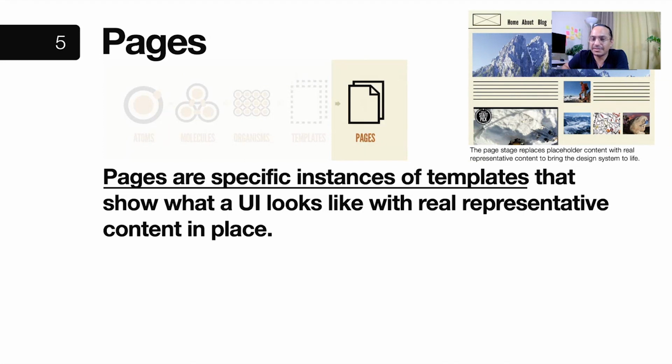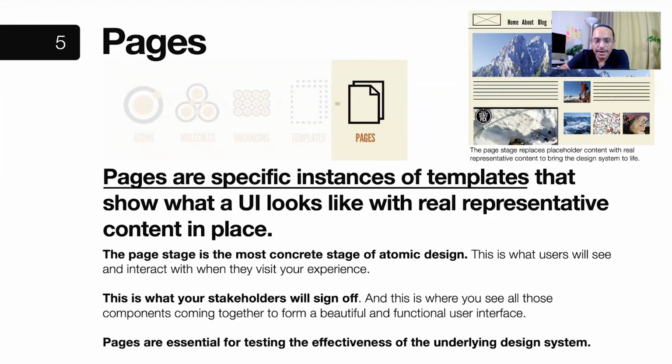So a template is just the structure, but pages are with the actual content, with the actual information. Correct? The page stage is the most concrete stage of atomic design. This is what users will see and interact with when they visit your experience. This is what your stakeholders will sign off on, and this is where you see all these components coming together to form a beautiful and functional user interface. Pages are essential for testing the effectiveness of the underlying design system. So once you have the design system and once you have these pages, only then will you be able to do the testing, check whether your design system is successful or not, or whether you need to make some changes or modifications.